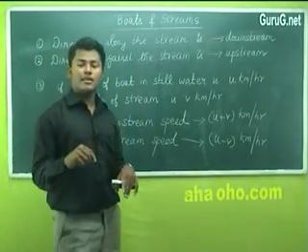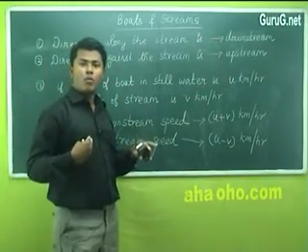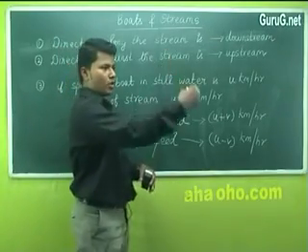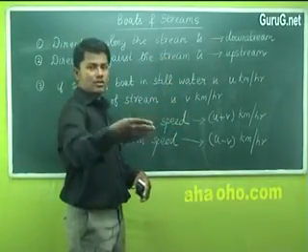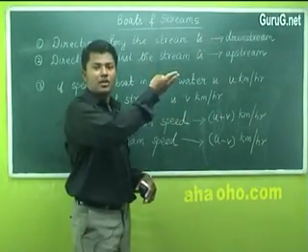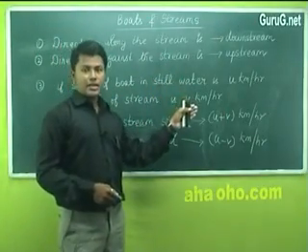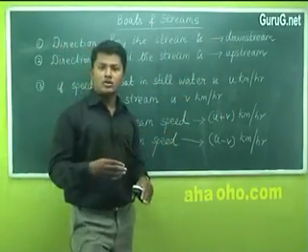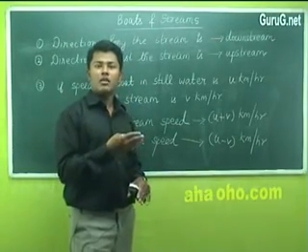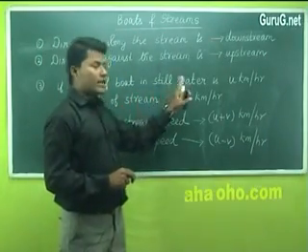As I said, stream is nothing but flowing water. Now, direction: a body moving along the stream, or say the direction along the stream. The stream is flowing like this. So the direction along the stream is called downstream, and the direction against the stream is called upstream. The direction along the stream is called downstream, and the direction against the flowing water, that is the stream, is called upstream.